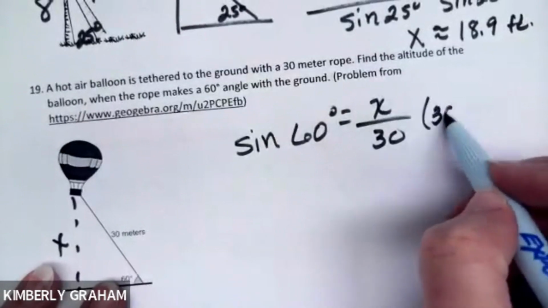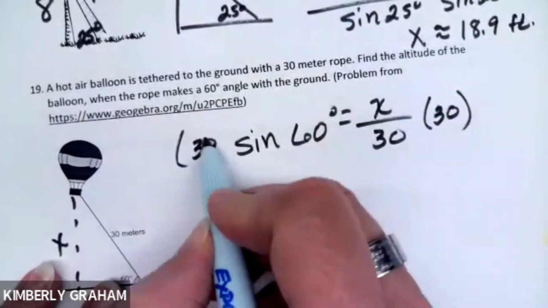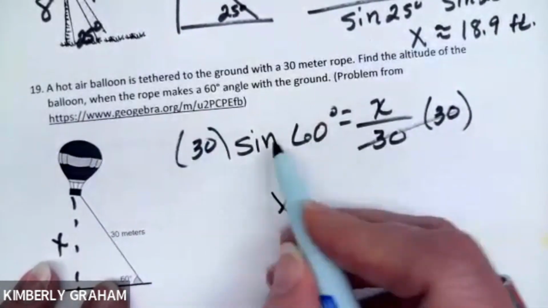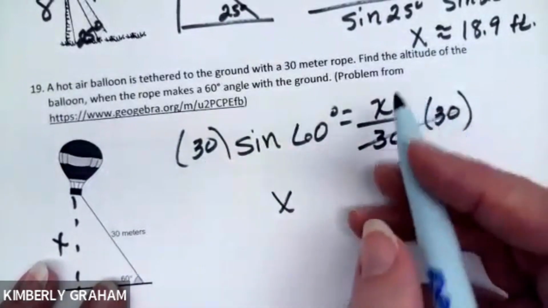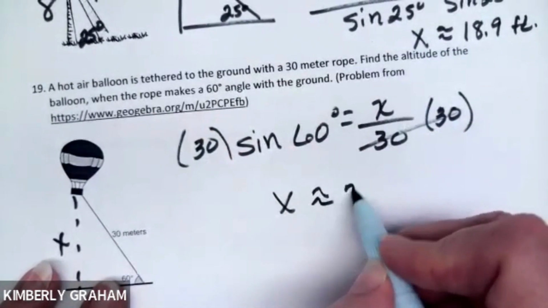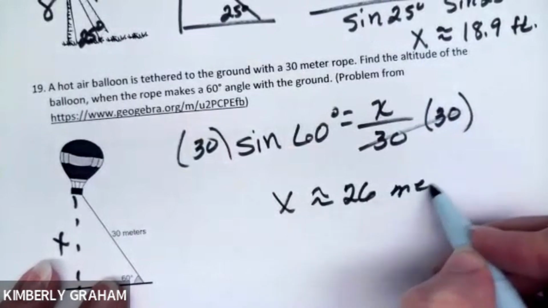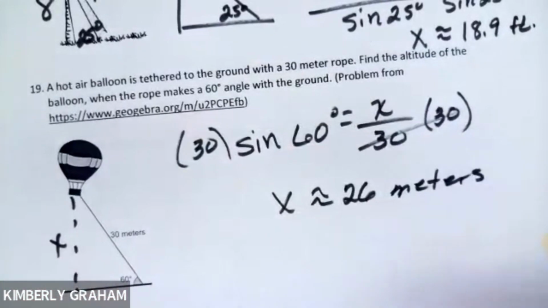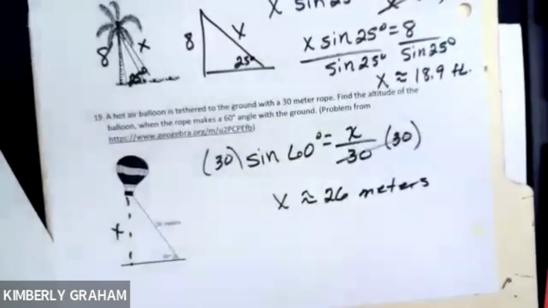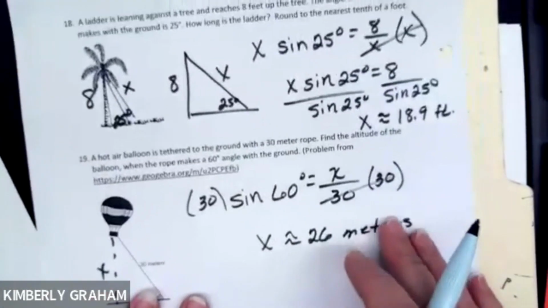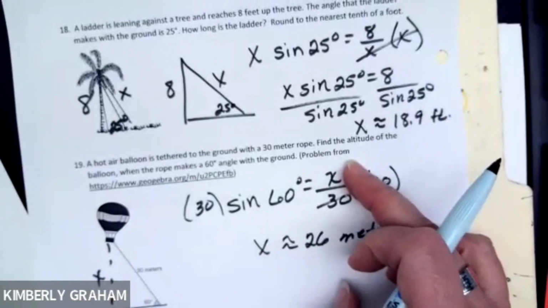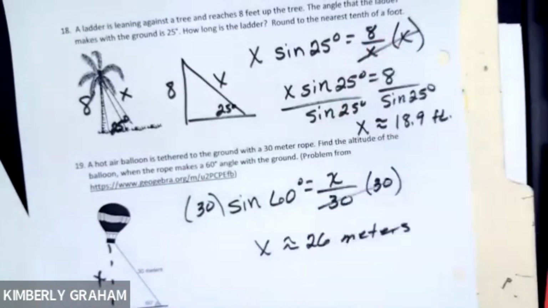Okay. Multiply by 30. This cancels. So X is sine of 60 times 30. So that's approximately 26 meters. Is it meters? We're in meters. Yeah. Okay. Be careful with solving problems when your variable is in the numerator compared to when your variable is in the denominator. Be sure you know how to solve each type.